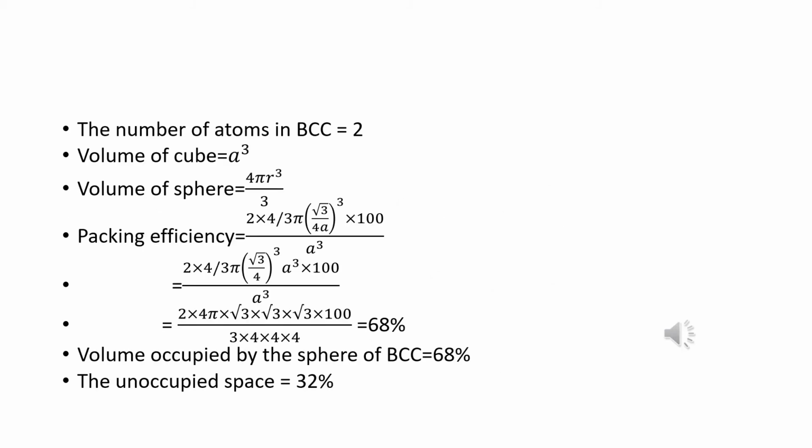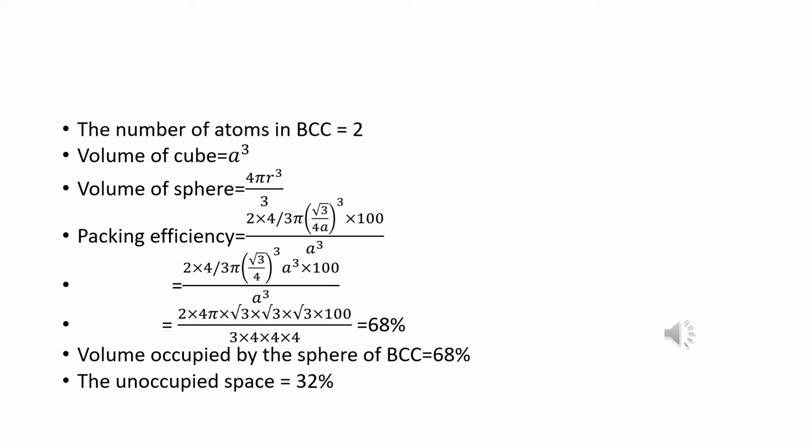How many atoms are in BCC? That is 2. The volume of the cube is A cube and the volume of a sphere is equal to 4 pi R cube divided by 3. What is the formula of packing efficiency? Packing efficiency equals the number of atoms in a cubic unit cell into the volume of atoms in the unit cell, divided by the volume of the unit cell, into 100.